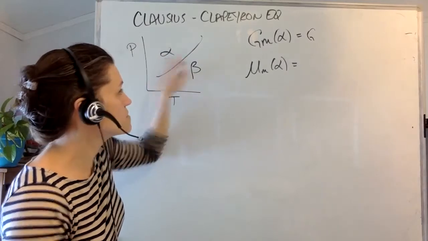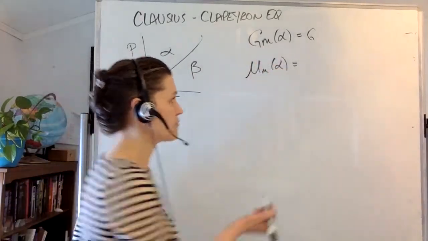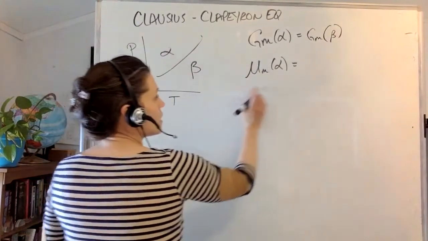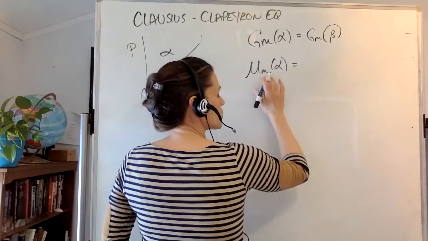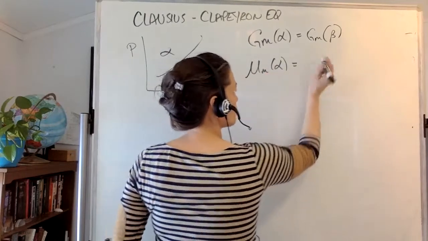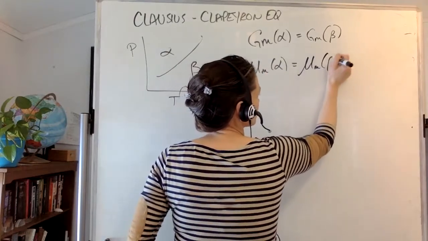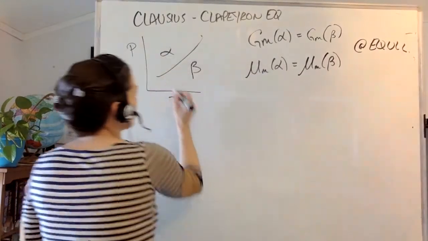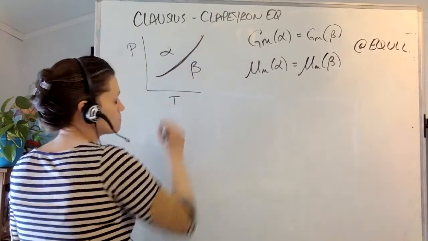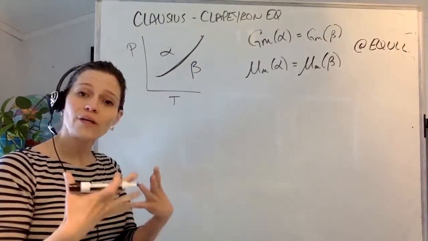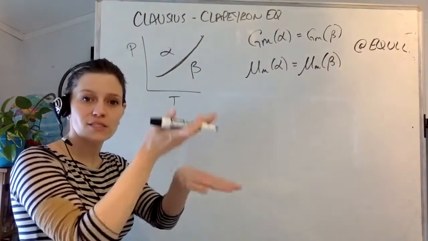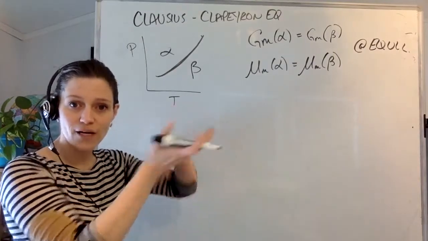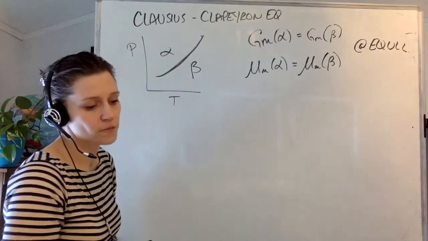Well, we know that the molar Gibbs energy of our alpha phase is going to be equal to the molar Gibbs energy of our beta phase. Likewise, the molar chemical potential in our alpha phase is equal to the molar chemical potential of our beta phase at equilibrium, which is along this line. And vapor pressures always involve equilibria because, by definition, the vapor pressure is the pressure of the gas right above the liquid in equilibrium with that liquid.